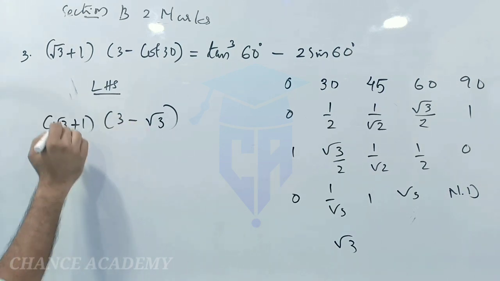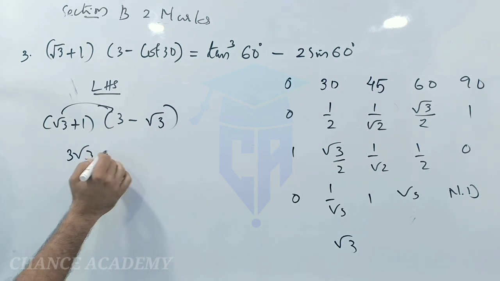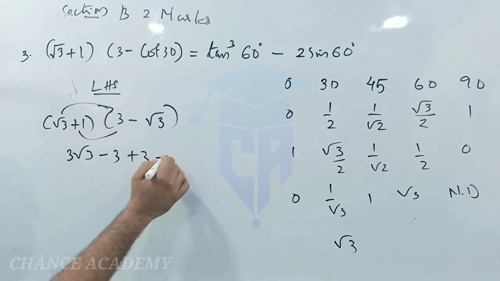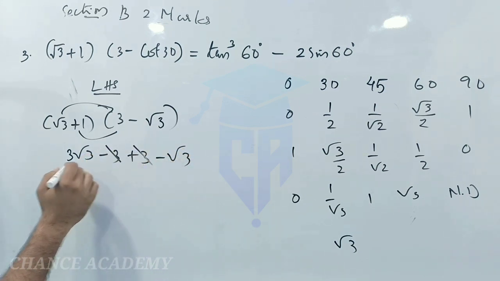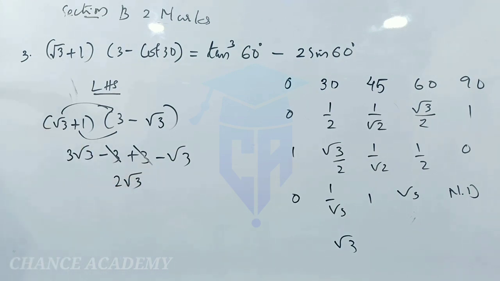Now, we can expand this. Root 3 into 3 will be 3 root 3. Root 3 into root 3 will give you 3 minus 3. Here 1 plus 3 will be there. Again minus root 3 is there. So minus 3 plus 3 will get cancelled. 3 root 3 minus root 3 will give you 2 root 3. So your LHS is 2 root 3.